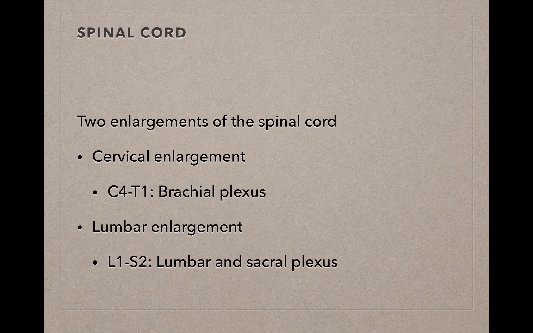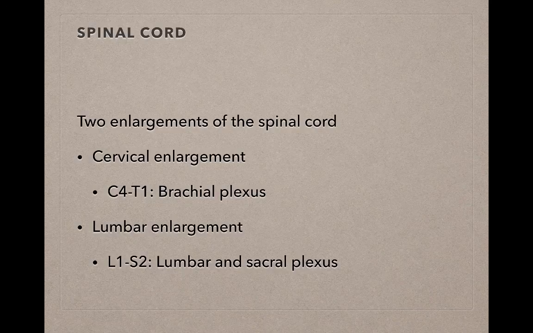There are 2 points of enlargement of the spinal cord as it makes its way from the foramen magnum down to the lumbar region. The first is the cervical enlargement. This happens at the C4 through T1 level, and it's at this portion of the spinal cord where the brachial plexus is formed, so that enlargement reflects what's about to happen at this point. The second is the lumbar enlargement. This happens at the L1 through S2 region, and again, for the same reasons, this is the area where the lumbar and the sacral plexus will form, so the enlargement reflects that as well here.